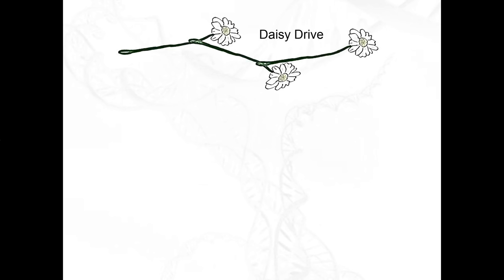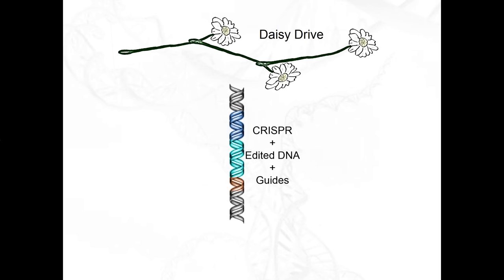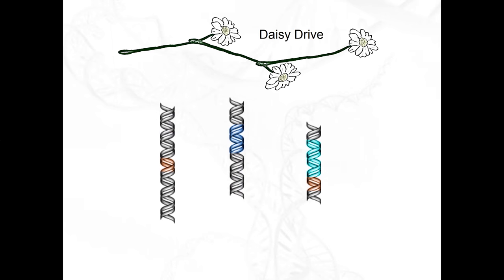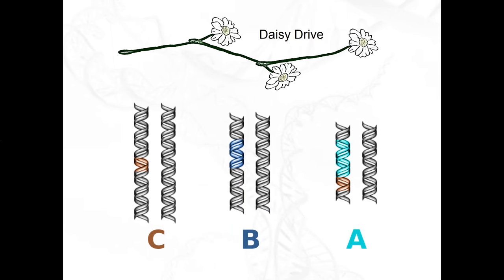Here in the Sculpting Evolution group at the MIT Media Lab, we've devised a new kind of drive system built like a daisy chain. Instead of a single piece of DNA that has everything it needs to copy itself, a daisy drive separates the components and scatters them around the organism's genome. None of them can drive on its own, but they're connected in a linear daisy chain. Element C helps B to drive, and B helps A to drive. The resulting daisy drive system will spread the DNA payload carried by A through the local population.